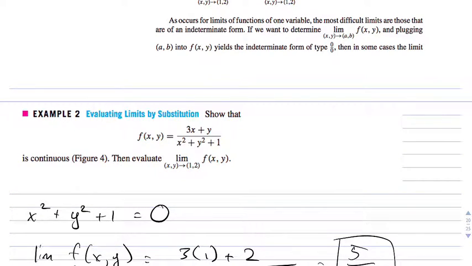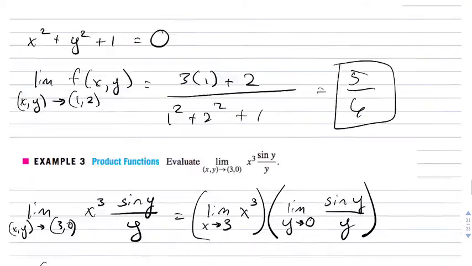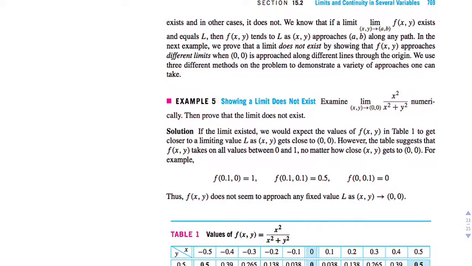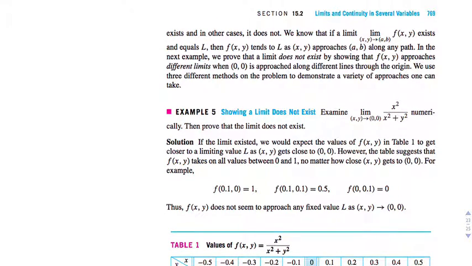As occurs for limits of functions of one variable, the most difficult limits are those of an intermediate form. If we want to determine the limit as our point approaches the center of our function, and plugging a comma b into f of x yields an intermediate form of the type 0 over 0, then in some cases the limit exists, and in other cases it does not.